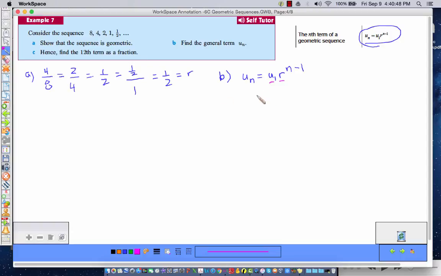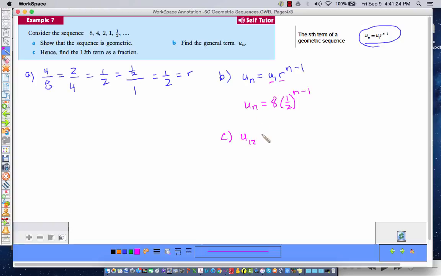So for this particular geometric sequence, the general term is u sub n equals u sub 1, which is 8, times r, which is 1/2, to the n minus 1 power. And we had discovered this in class when we had done a couple of the opening number sequences where we saw we could just continue multiplying by that common ratio. And so now we're going to use it to find the 12th term, and we're going to write it as a fraction.